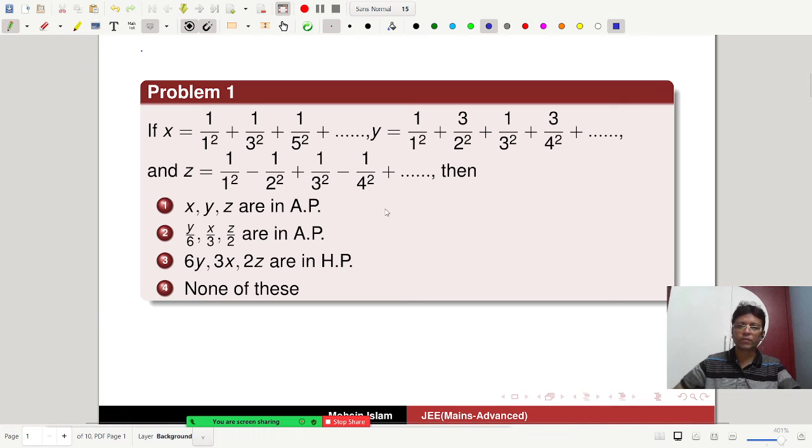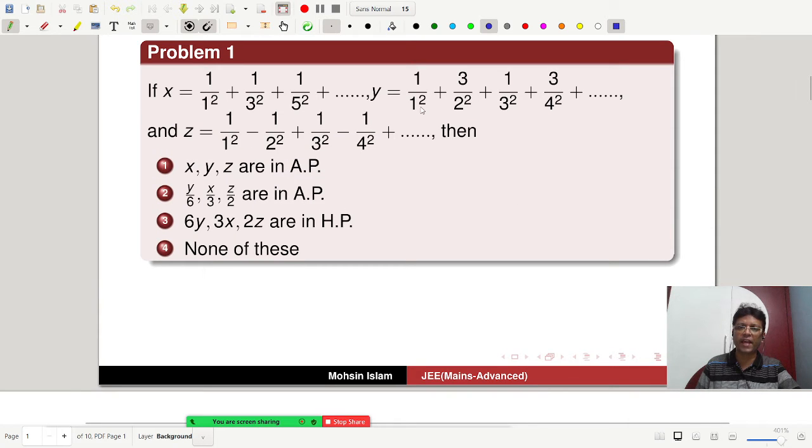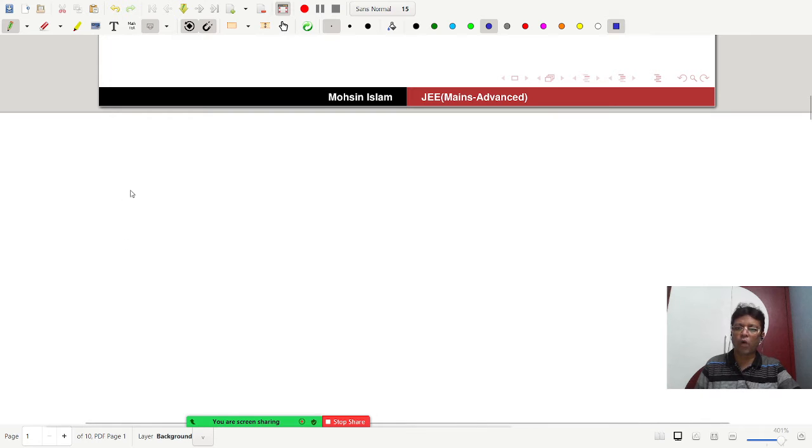So first of all, you have to observe the problem very carefully. You have an X, you have a Y, you have a Z. Now, you see, first I will take y minus x. If I take y minus x, you look at that, 1 by 1 square cancelled and 1 by 3 square cancelled. So these terms are cancelled actually, and you are left with 3 by 2 square, 3 by 4 square, etc. So let me write that thing. Observe very carefully x and y. So I am using y minus x.